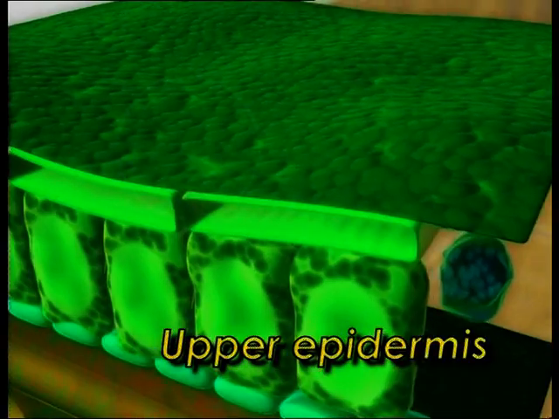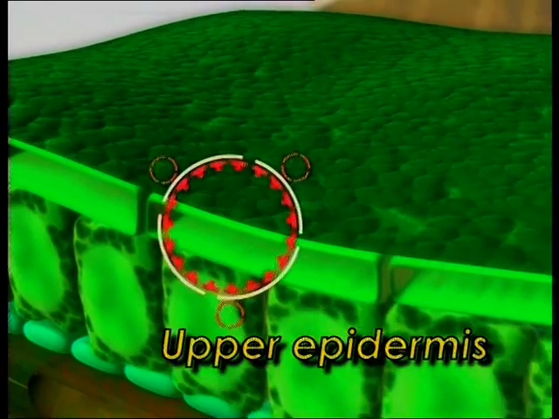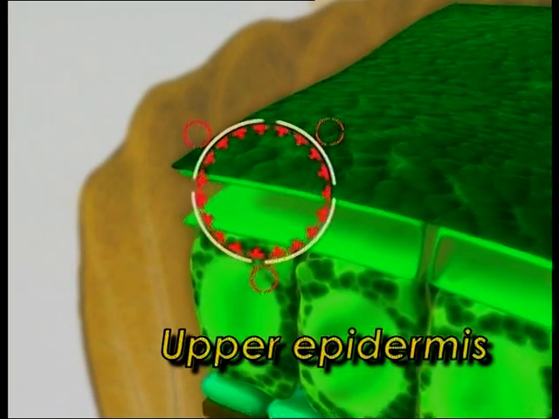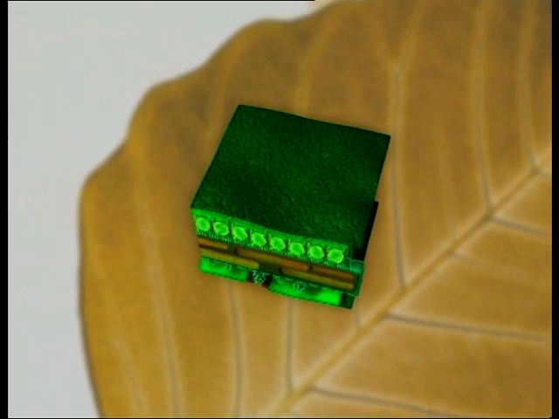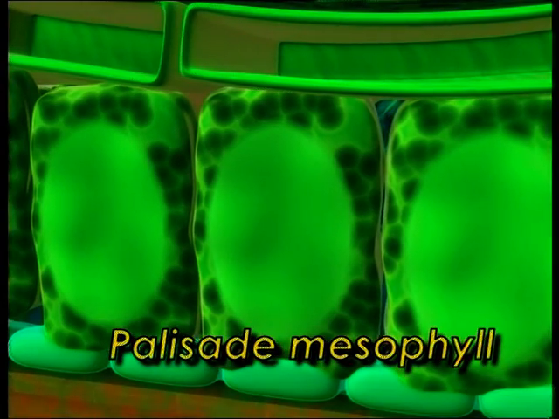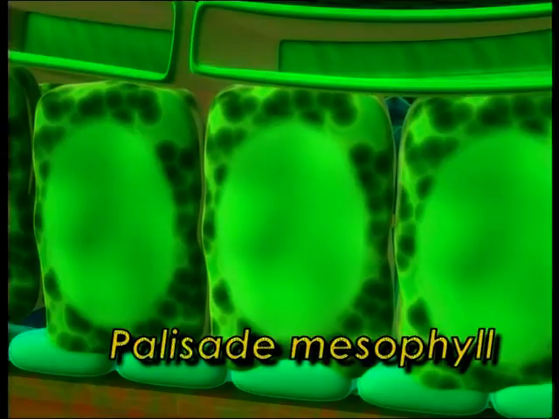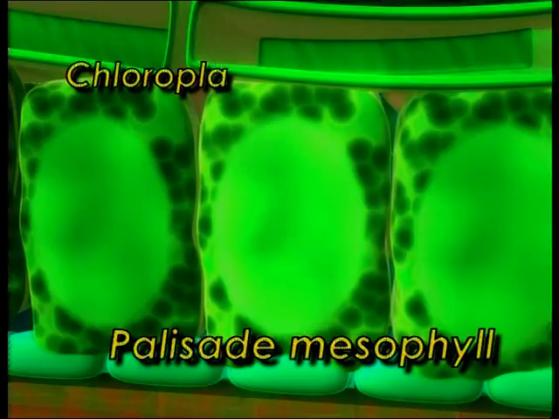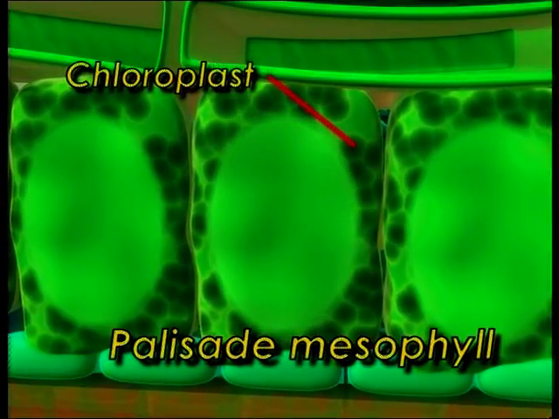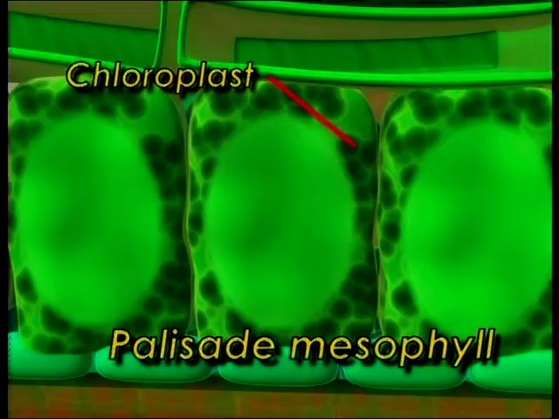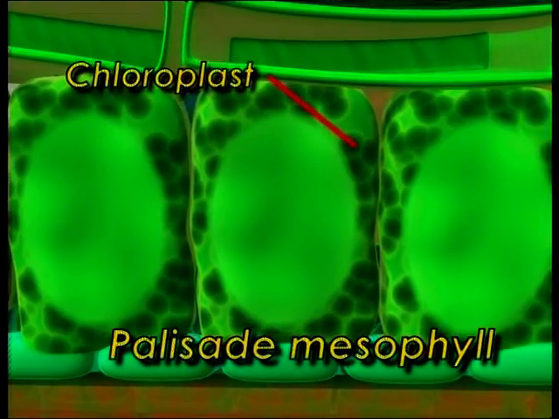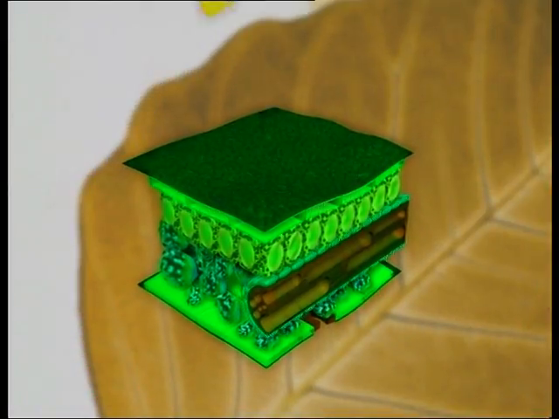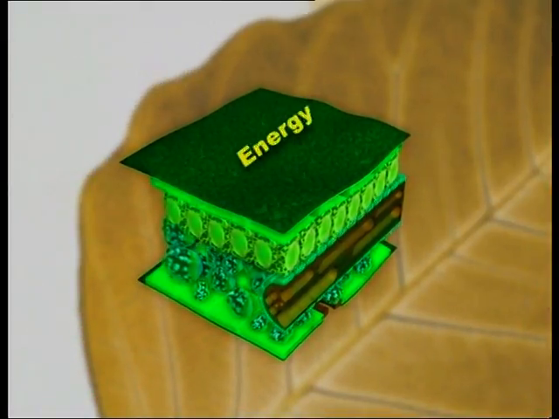Below the cuticle is the upper epidermis. It consists of a single layer of cells. It is thin and transparent to allow light to penetrate the leaf. This layer of the leaf is the palisade mesophyll. The palisade cells have a high density of chloroplasts. The process of photosynthesis takes place in the chloroplast. Chloroplast contains green pigments called chlorophyll. The chlorophyll in green plants is important because it captures the energy from the sunlight for the process of photosynthesis.